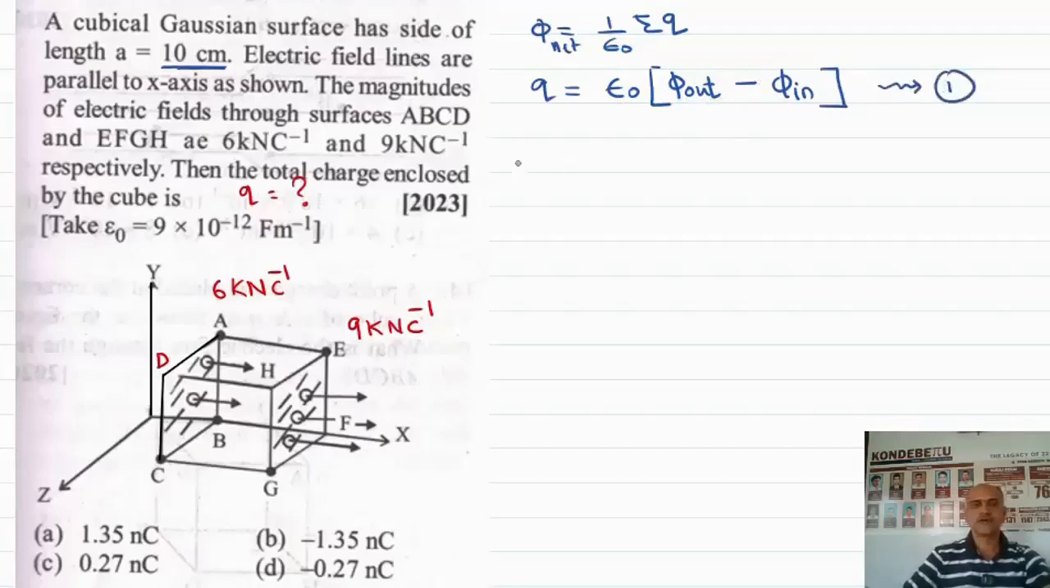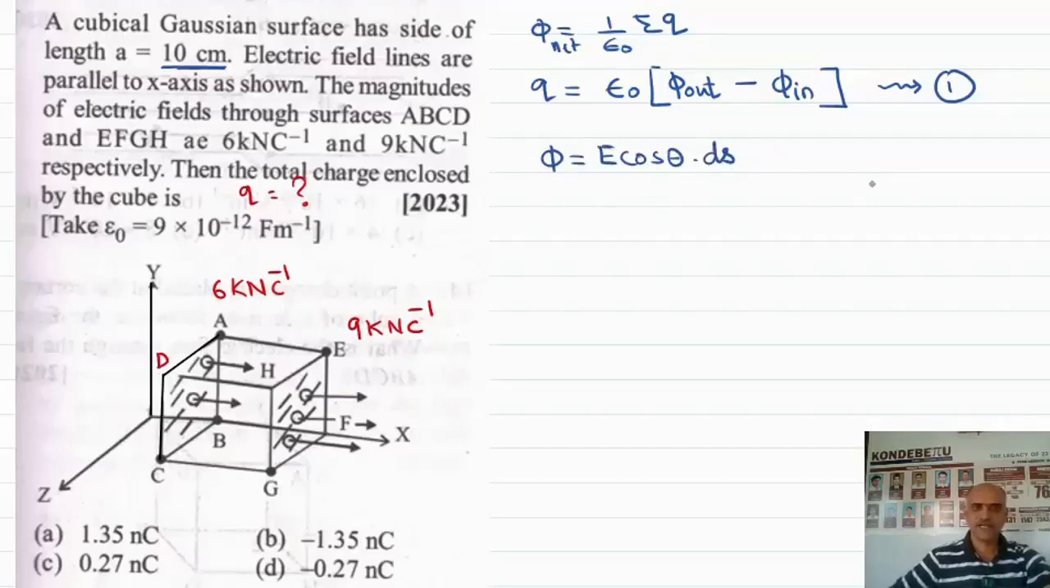But here he has not given flux. Instead of that, he has given the value of E, 6 kilonewton per coulomb and 9 kilonewton per coulomb. Now if I take the flux definition, phi is equal to E cos theta into ds. So theta is the angle between E and the normal to the surface.